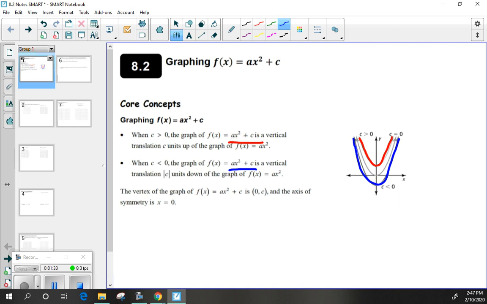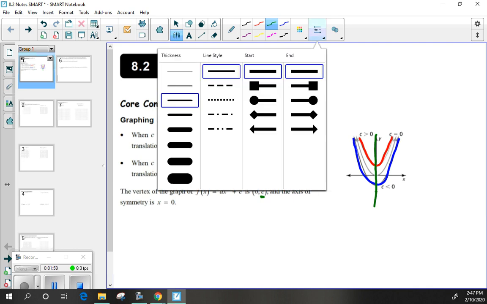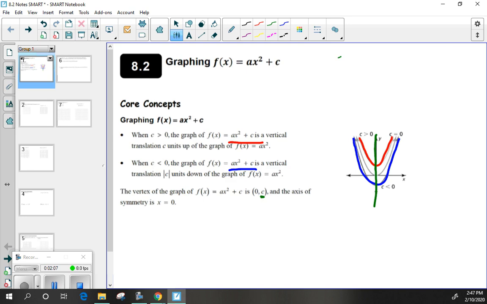So the vertex of the graph is going to be 0, c. Okay, so wherever that c value is going to be your y value, but it's still going to stay here at x equals 0. And what I want you to write down, and we're going to talk about this a little bit later, is that this function is going to be used in free fall problems.